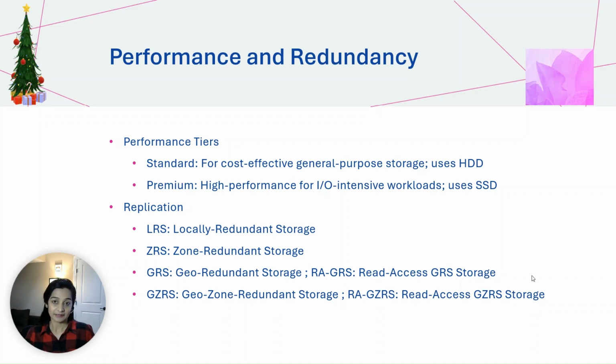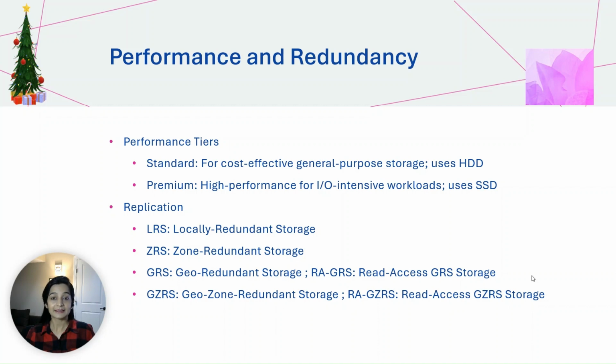Then we have GRS, that is Geo-Redundant Storage. GRS provides data replication locally and asynchronously to a secondary region. It ensures data availability in the event of regional outages. So this can be leveraged for critical data requiring disaster recovery across regions. RAGRS is Read Access GRS. It is the same as GRS, but includes read access to the secondary region. It is optimized for workloads needing read redundancy.